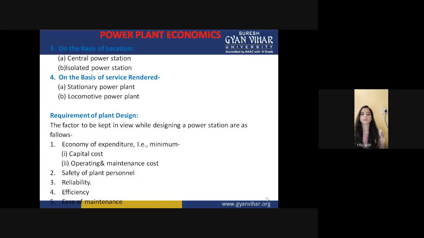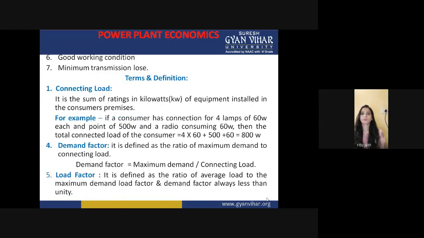Ease of maintenance means how can you maintain a power plant. It must be in good working condition. And the most important point is that the transmission loss should be minimum, because if your transmission loss is maximum, then the electricity cost will be very high. So these are the few points which must be considered when you are running or setting up a power plant.